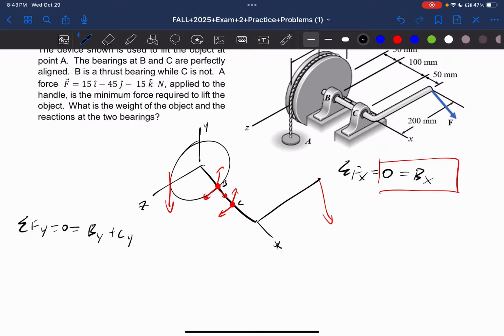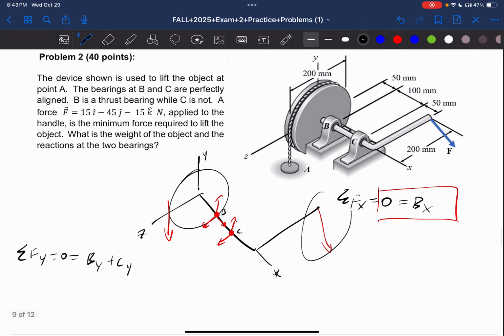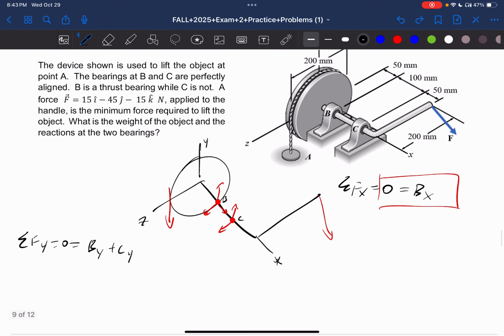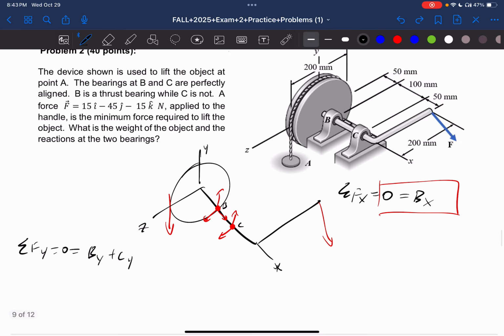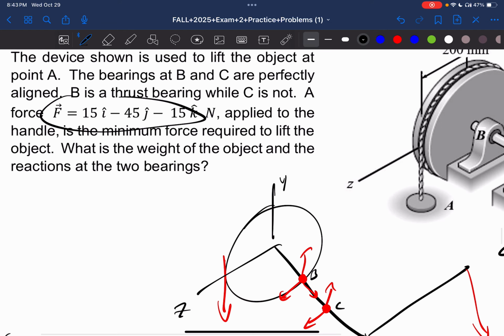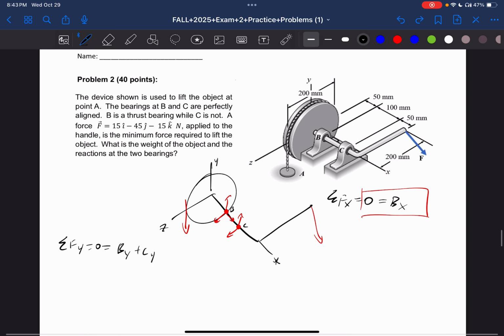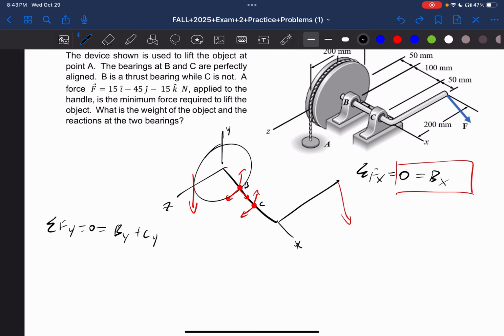By plus Cy, and then part of this force, which, does it tell us the force is equal to? Wait, does it not tell us? What is the weight of the object and the reaction of the two bearings? Wait, how are we supposed to find this if it doesn't? Oh wait, okay, it's the magnitude and direction. Okay, so we're good.